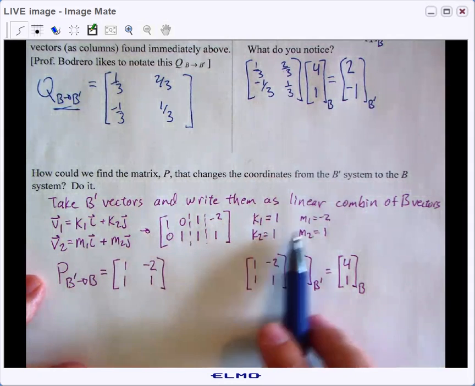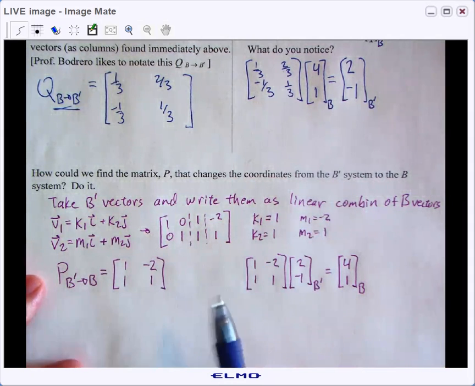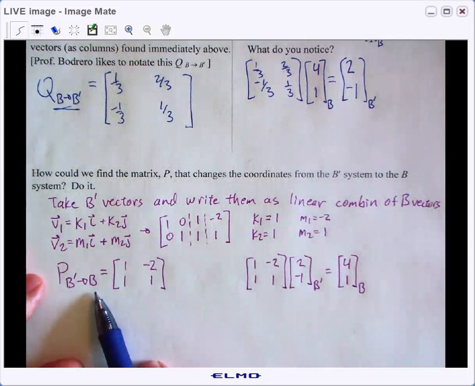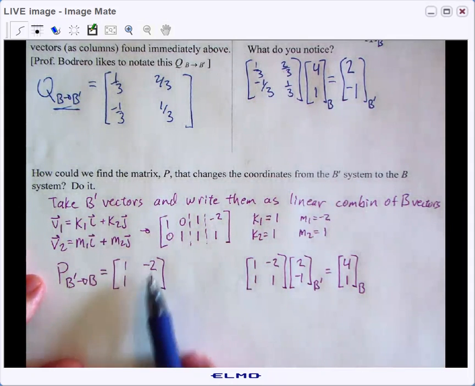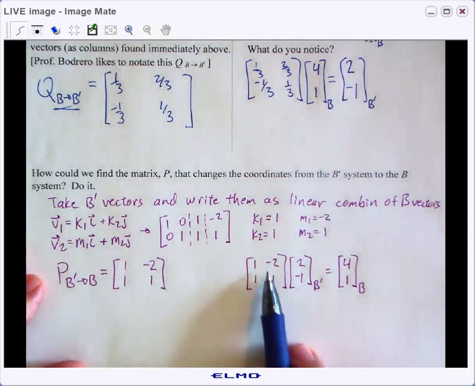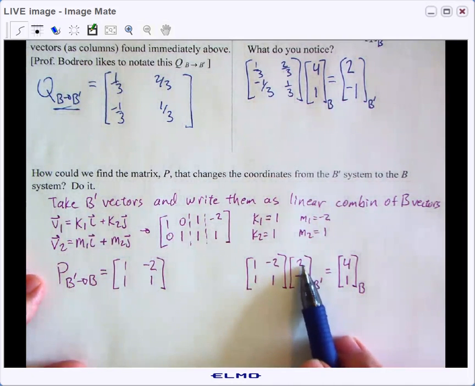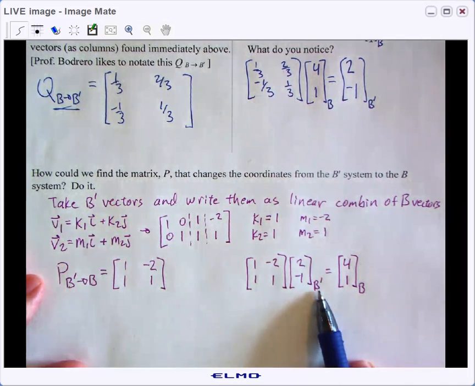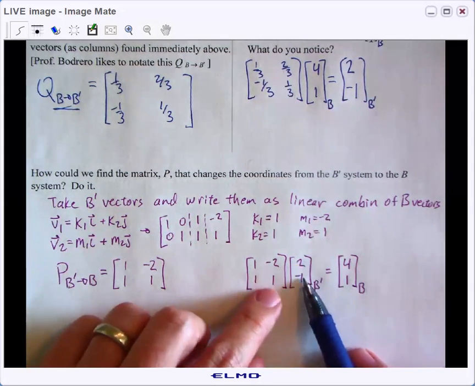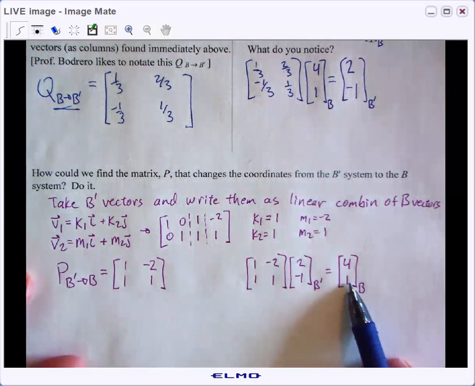So I know what the linear combinations are, and we'll talk about that in just a second. So my P matrix that will take me from B prime coordinates back to B coordinates is this guy, 1, -2, 1, 1. And just to show that, if I take this and multiply by the location of 2, -1 with respect to the B prime coordinates, we get 2 plus 2, which is 4, and then 2 minus 1, which is 1. And so you can see that we get the same location, but with respect to the other basis.